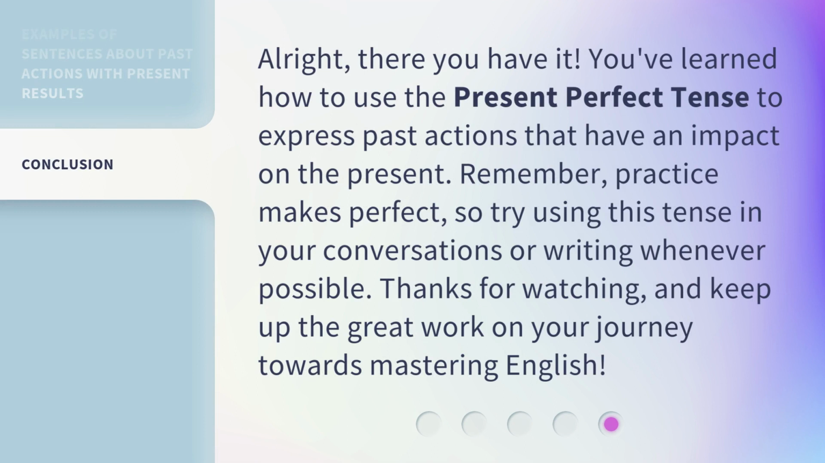Alright, there you have it. You've learned how to use the present perfect tense to express past actions that have an impact on the present. Remember, practice makes perfect. So try using this tense in your conversations or writing whenever possible.